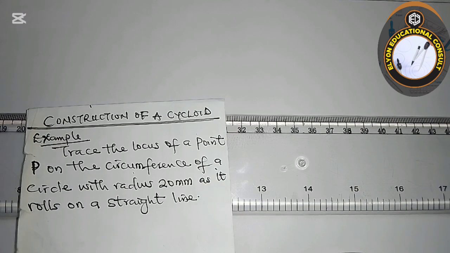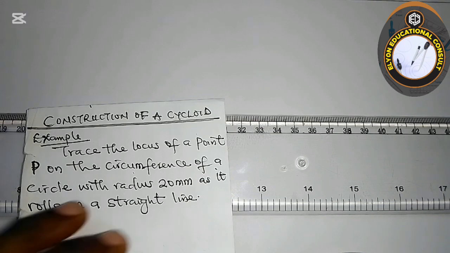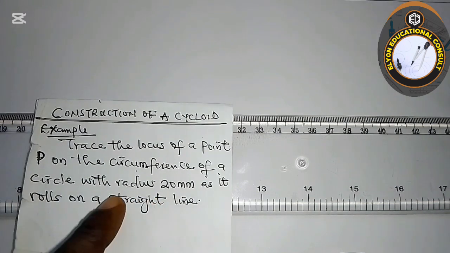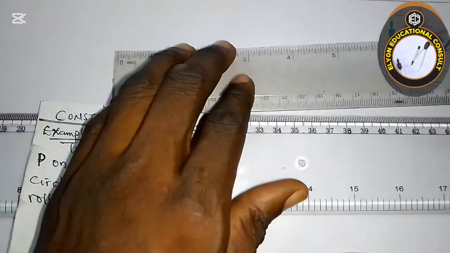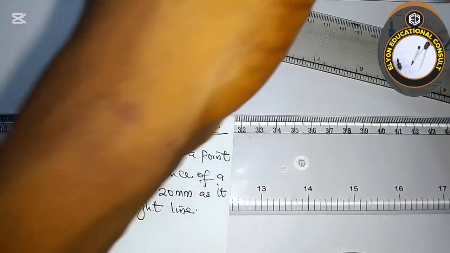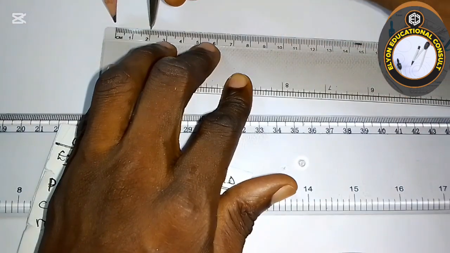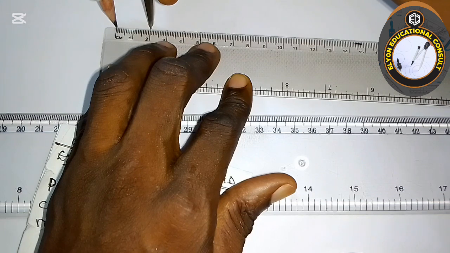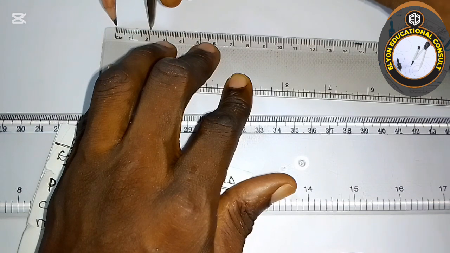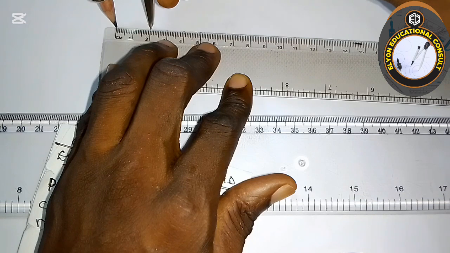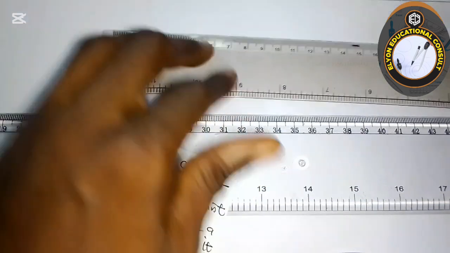So the first thing I will do is to draw the circle of radius 20 mm. We're given a circle radius 20 mm, so I'm going to take radius 20, because the question specifically says radius 20 mm. It's not saying diameter. If it were diameter, I would use that, but it's radius, so this is 20.